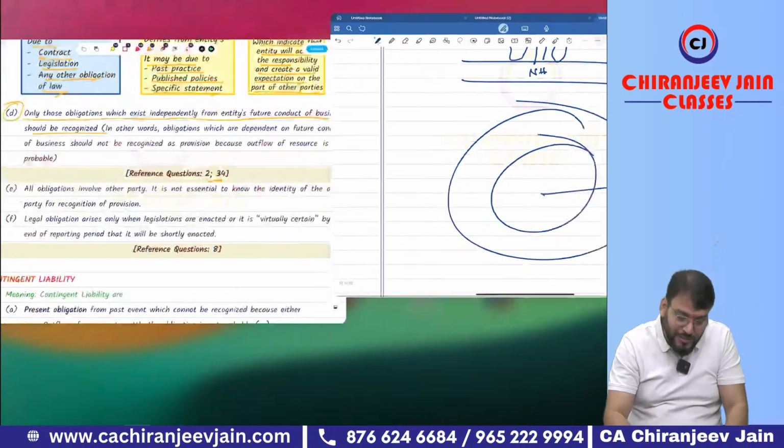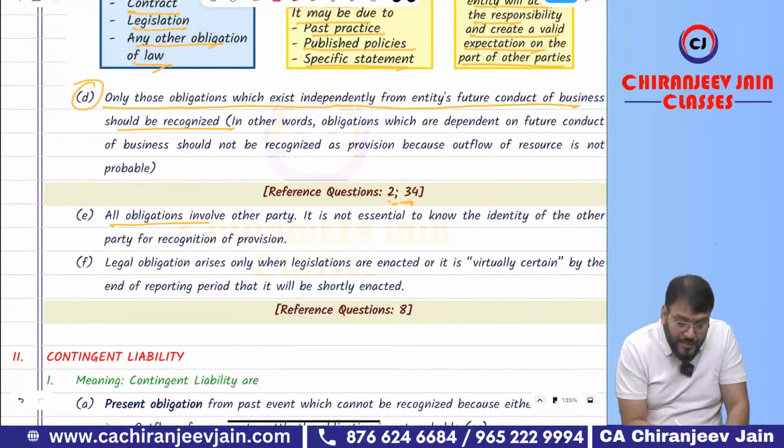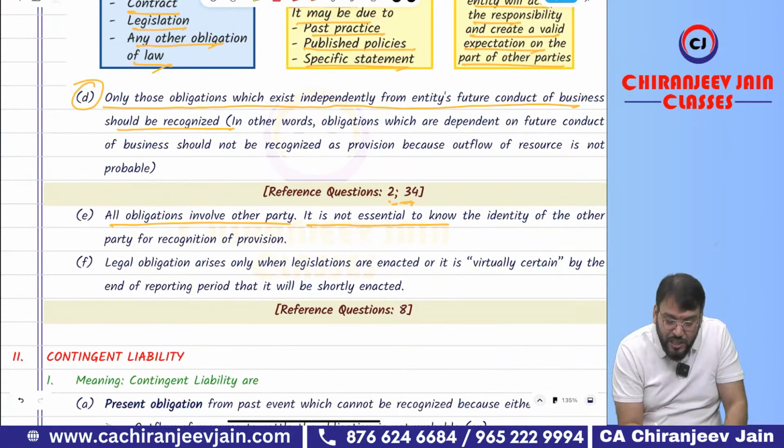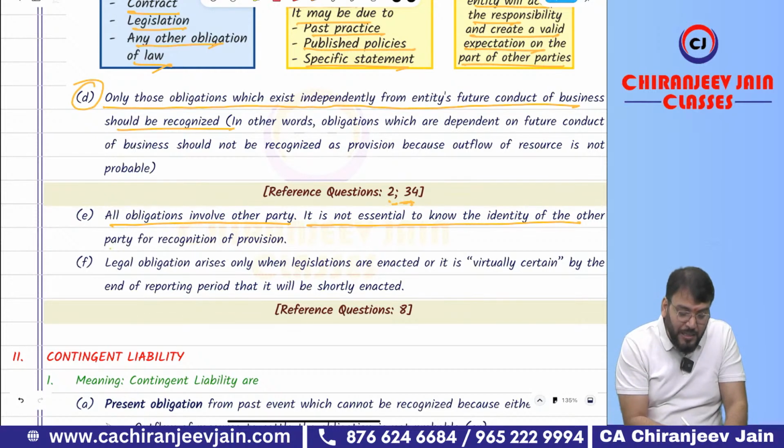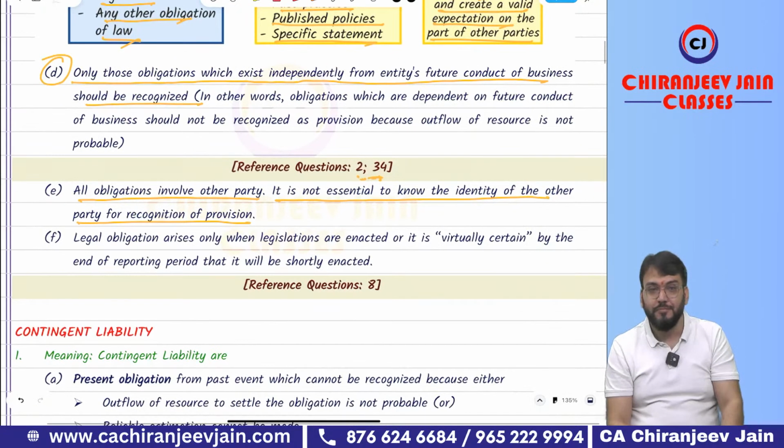Understood? Have you understood? Yes, sir. So what they are saying is that all obligations involve another party. It is not essential to know the identity of the other party for recognition of a provision.